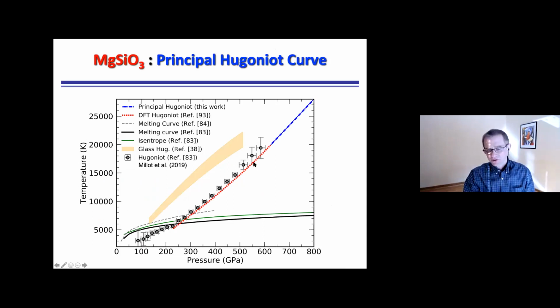And the density functional calculations that were performed agree reasonably well. At least we're on the 1 sigma error bar for these calculations. So that is an example where even with temperature measurements, we agree quite well.